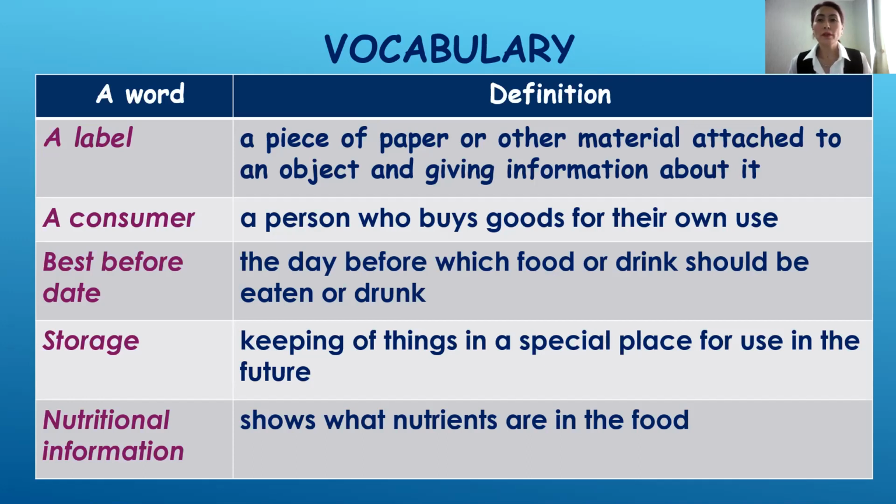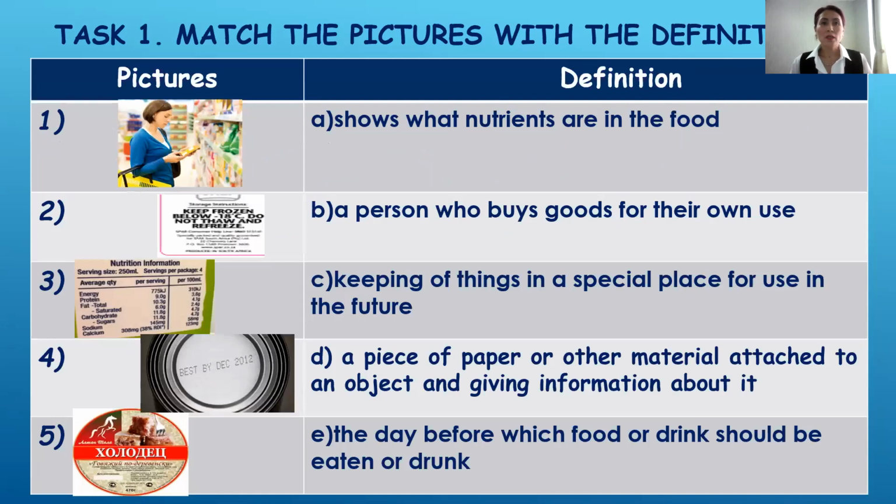Storage. It is keeping of things in a special place for use in the future. And the last word is nutritional information. It shows what nutrients are in the food. Now, do the task 1, please. You should match the pictures with the definitions. Take time to do this task.